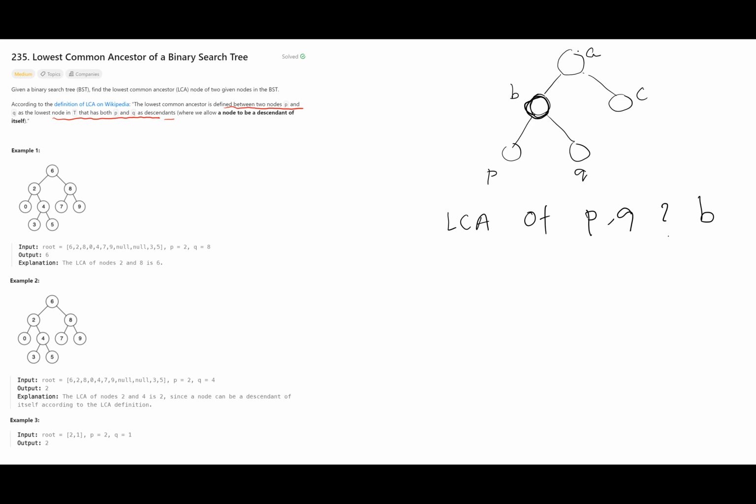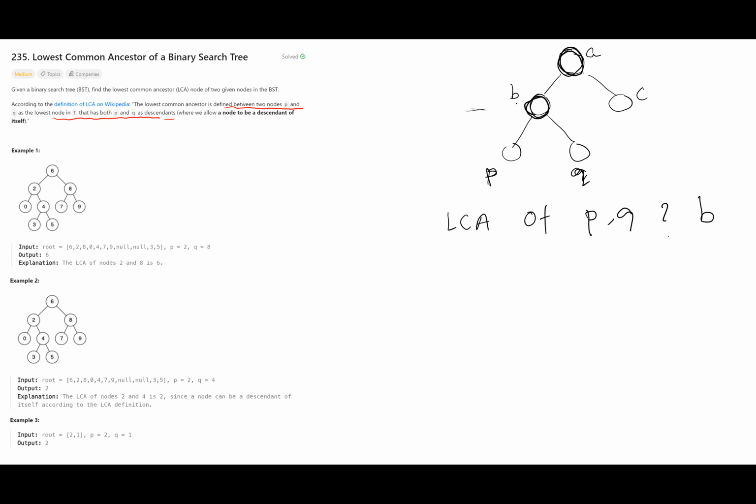Now, obviously, A is also a common ancestor of P and Q, but we want the lowest one. So A is on top, say level 0, and B is at level 1. We want the lowest level, the one that is the nearest. So here the lowest common ancestor is B.